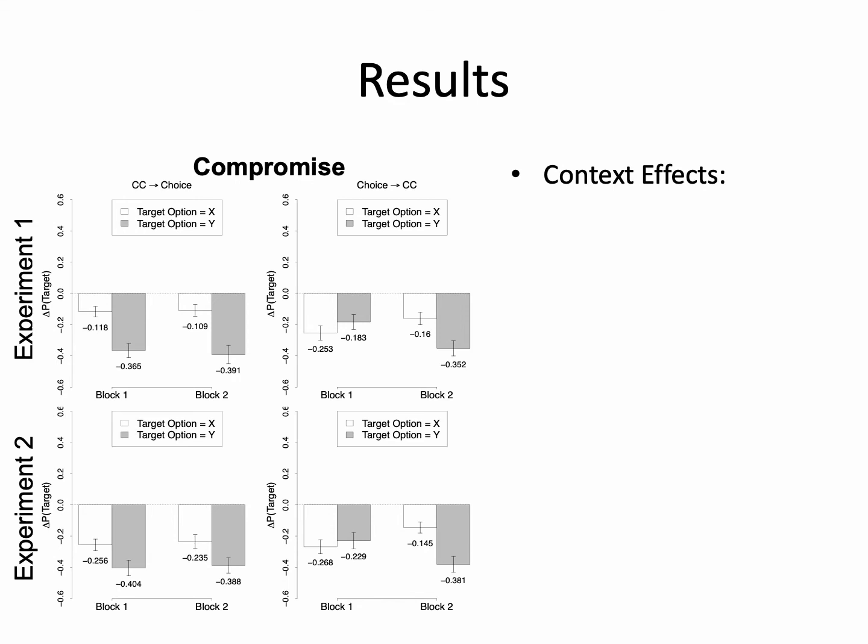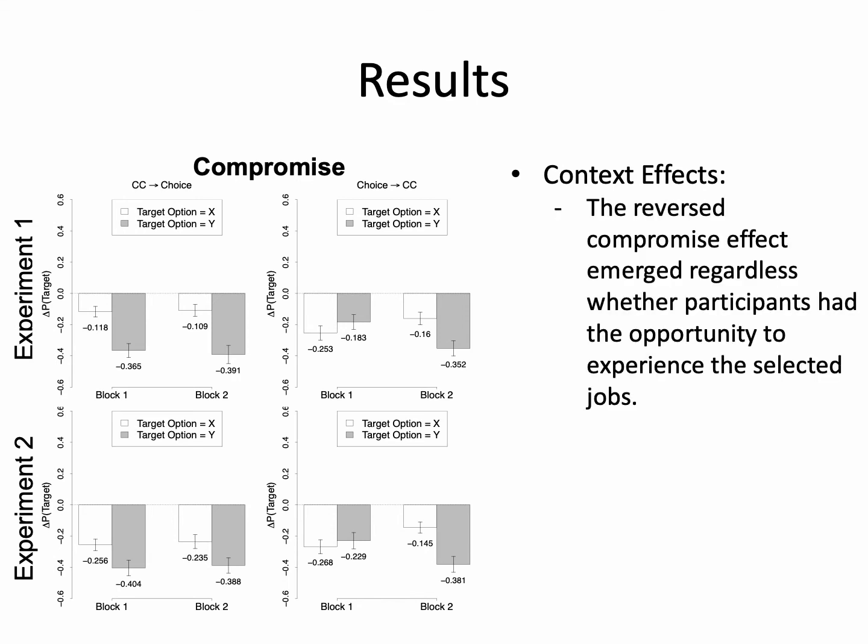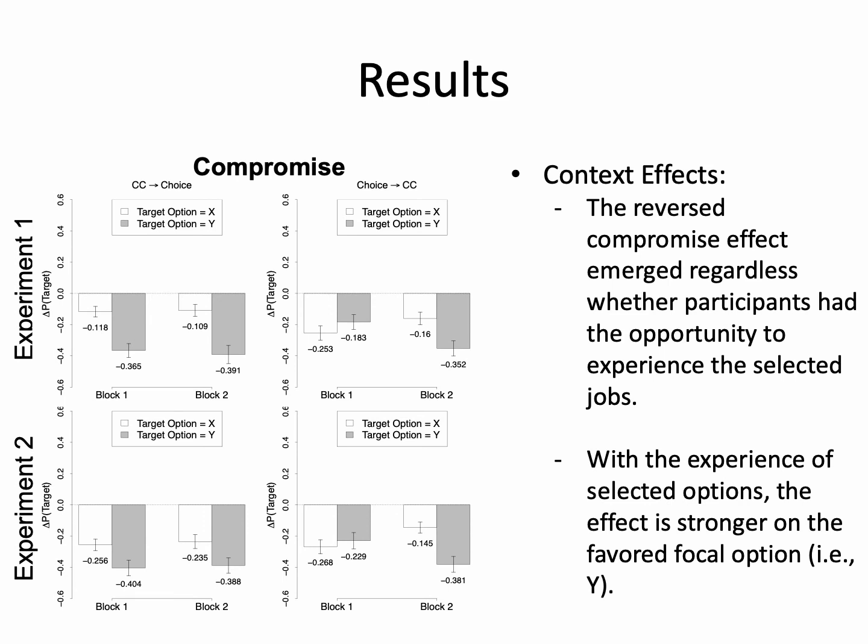To our surprise, our results show consistent emergence of reversed compromise effect even when participants had the opportunity to experience the selected options. This indicates that even when stable preferences are accessible, the decision process could still be dominated by relative evaluations. Moreover, with experience of the selected options, the effect is observed to be stronger on the preferred focal options, that is, the one with fewer number of tasks, than on the less favored one.